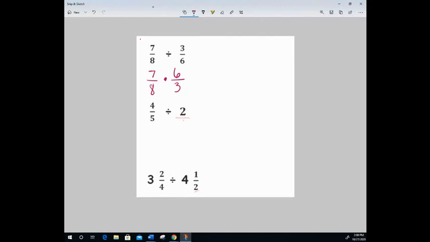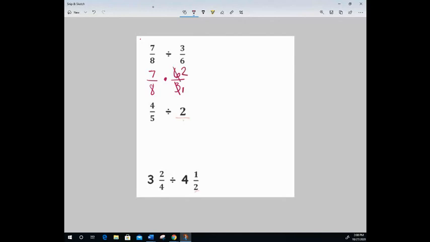Now I'm going to check to see if I can simplify anywhere. I can't do 7 and 8. I can do the 6 and the 3, or I could do the 6 and the 8. Doesn't really matter. For me, I think I'm going to do the 6 and the 3. I know that 3 can go into 3 once, and 3 can go into 6 2 times.